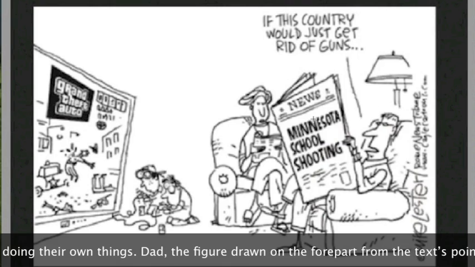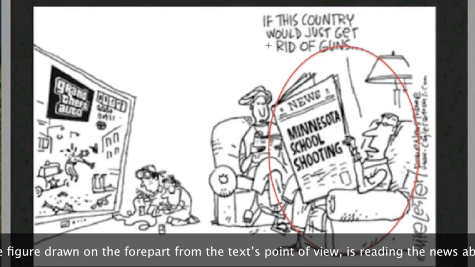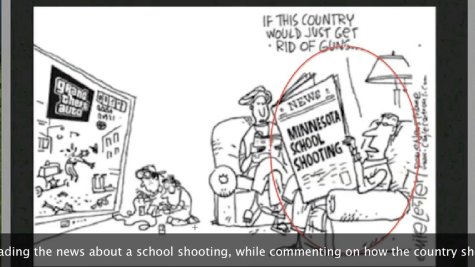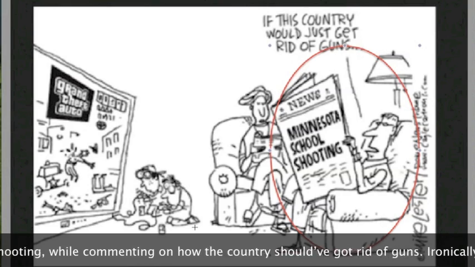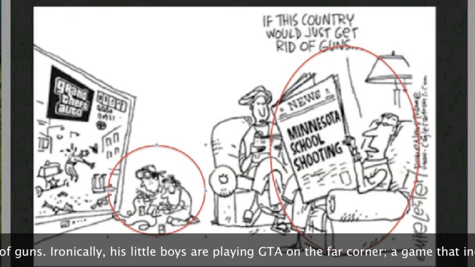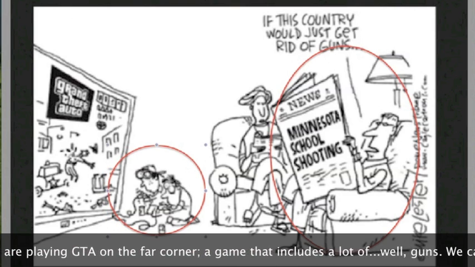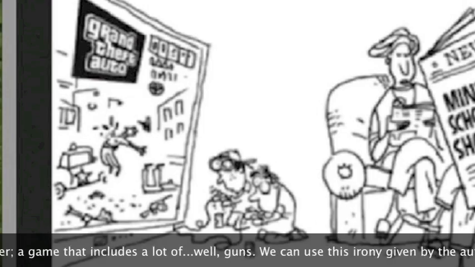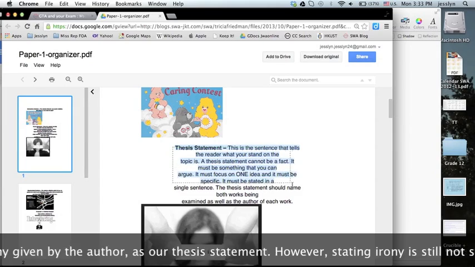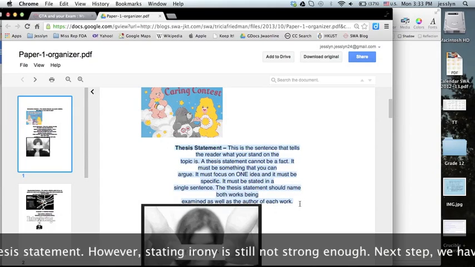Dad, the figure drawn on the forepart from the text point of view, is reading the news about a school shooting while commenting on how the country should have got rid of guns. Ironically, his little boys are playing GTA on the far corner, a game that includes a lot of, well, guns. We can use this irony given by the author as our thesis statement.